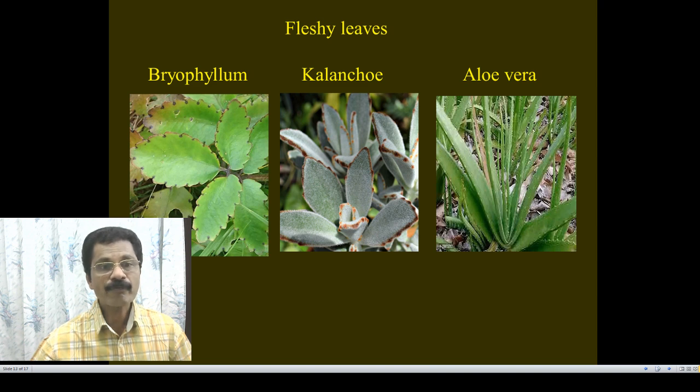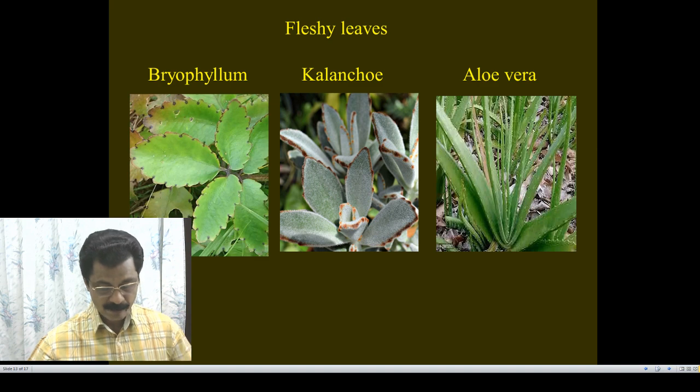Then leaves are modified for storing water and food materials, as in the case of Bryophyllum. The leaves are modified to store water and food. Kalanchoe, there also you can see. Aloe vera, there also you can see the leaves are modified to store food and water.